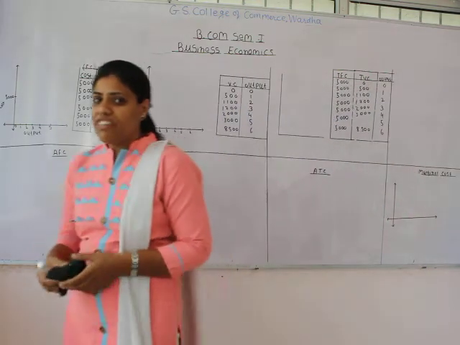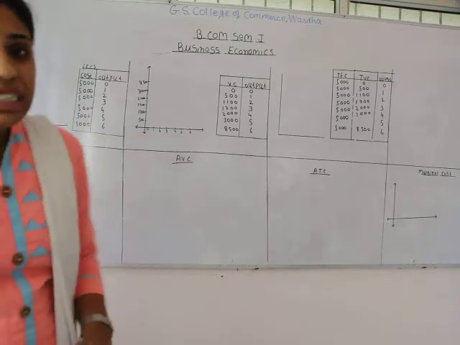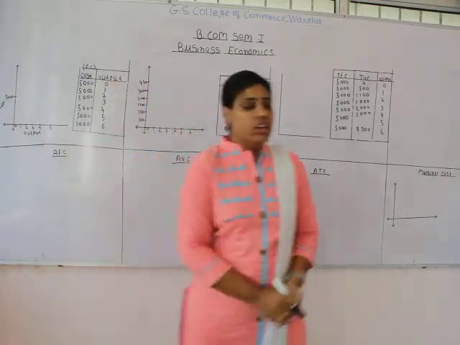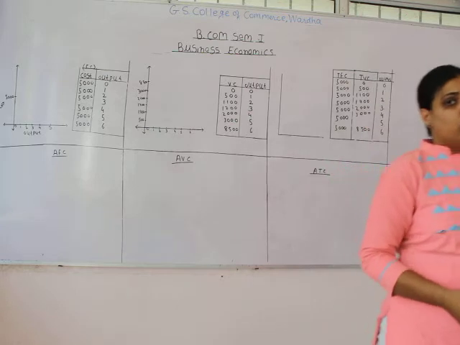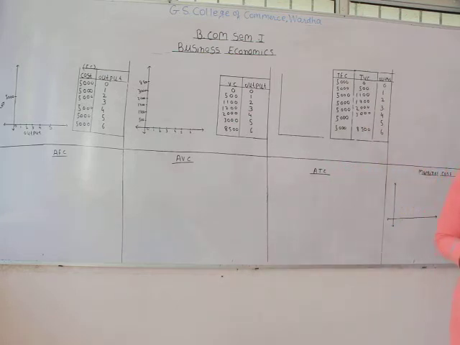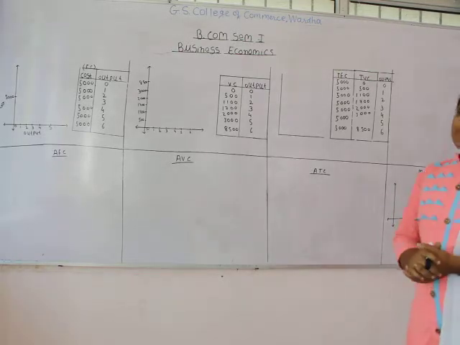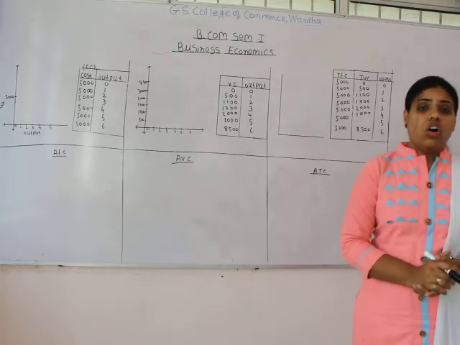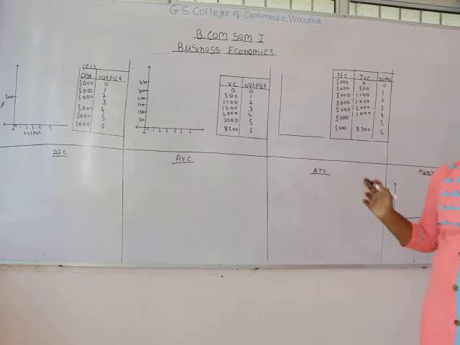Now what is meant by fixed cost? While discussing the basic concept of cost, we have seen the meaning of fixed cost. We have seen that fixed cost is a cost which remains constant up to a specific period of time. It is a cost which doesn't vary with the output. It is not a function of output.